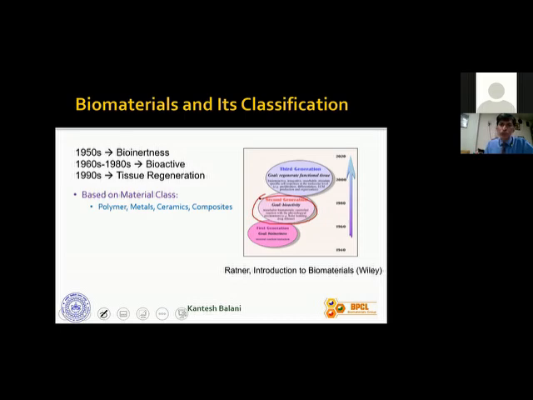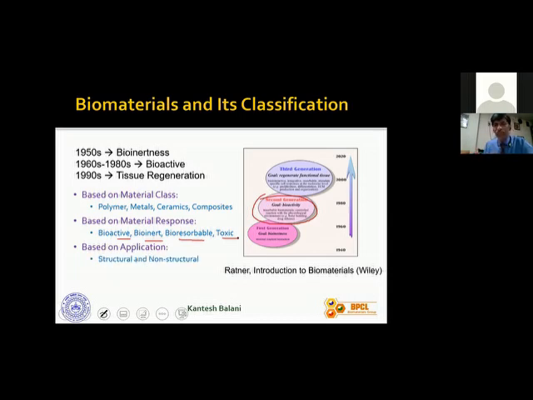We can define the materials based on class, which can be polymer, metal, ceramic, composite, that is very well known to people like us. There can be other classes based on material response. This definition is taken mainly by biologists or biomedical engineers: whether the material is bioactive, bioinert, bioresorbable or toxic. There can be another definition from a mechanical perspective, whether it is structural or non-structural in nature. I just want to highlight that any material can be taken in all three classes. So I can have a metal which is bioactive or toxic in nature, and for a structural application. They can fit anywhere in the three, depending on how they behave.